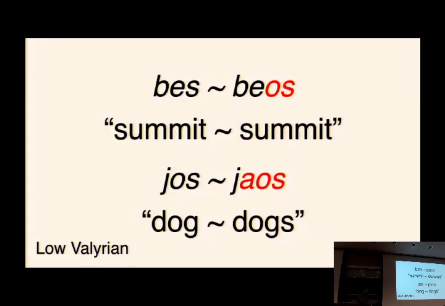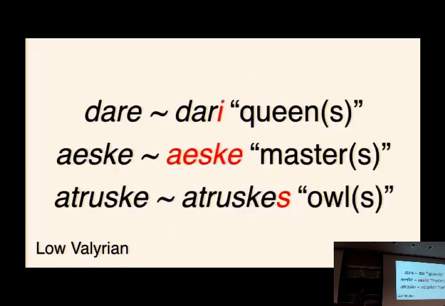And you see the same thing here. These ones were super irregular, but here we just have things that add an S, and here it adds an os, and here there's an internal stem change. And then here are three more examples, all of them ending in A. Here you have a vowel change for the plural, add an S for the plural, and no change for the plural. All of this was the result of pretty much regular phonological change, in addition to the analogical leveling that happened moving from High Valyrian to Low Valyrian, where all of the noun cases were lost.